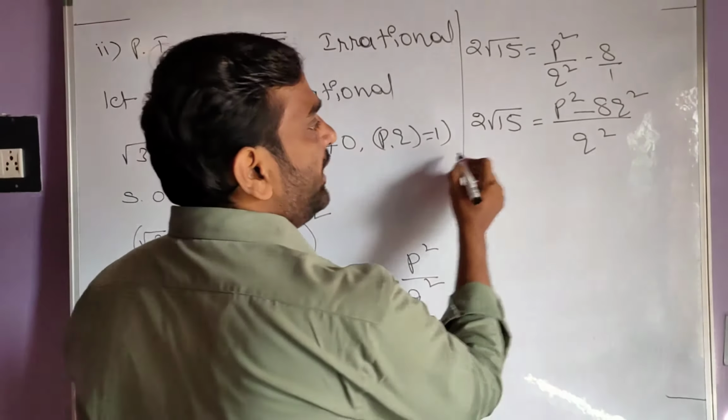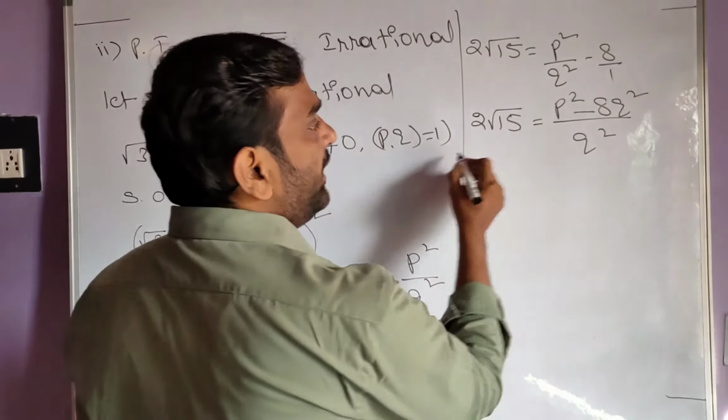Squaring on both sides, we got like this: 2 root 15 equal to p square by q square minus 8. Root 15 equal to p square minus 8q square by 2q square. Root 15 equal to p by q form, nothing but rational, but root 15 is an irrational number. These two statements are contradicting each other, so our assumption is wrong. What is our assumption? Root 3 plus root 5 is a rational number. That's wrong. So root 3 plus root 5 is an irrational number.